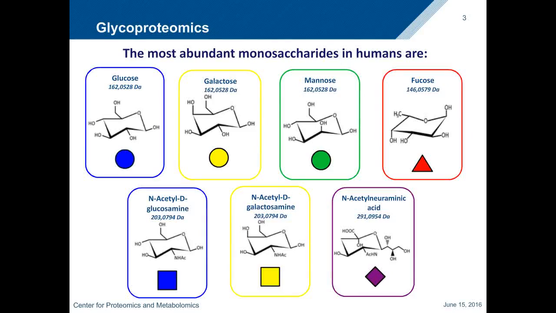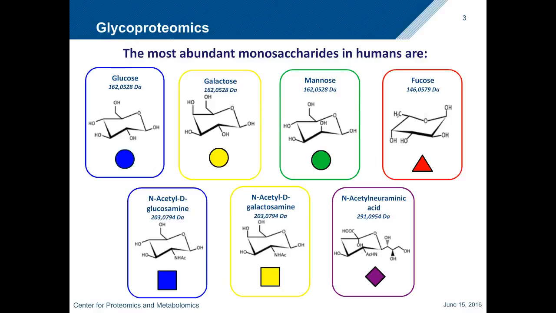Looking at the glycans and how they're built up, there are 7 most abundant monosaccharides in humans, displayed over here. As you can see, the first 3, the glucose, the galactose, and the mannose, share the same mass, so they're isoforms. As well, we have N-acetylglucosamine and N-acetylgalactosamine, the red triangle, which is a fucose, and we can have one of the sialic acids, which is known as N-acetylneuraminic acid.